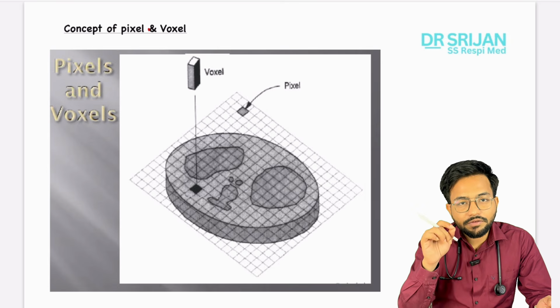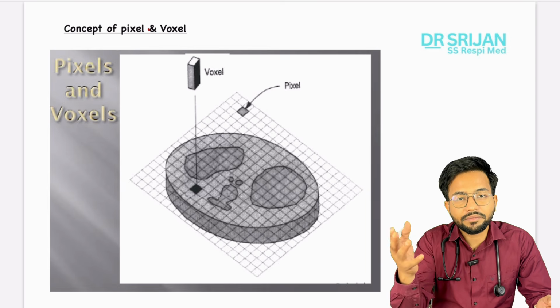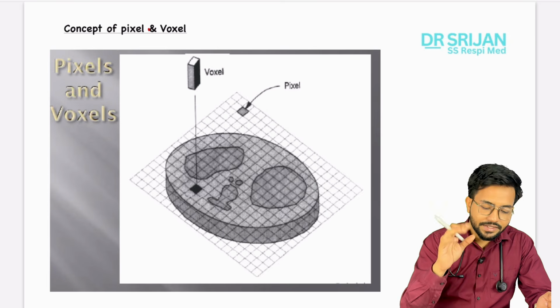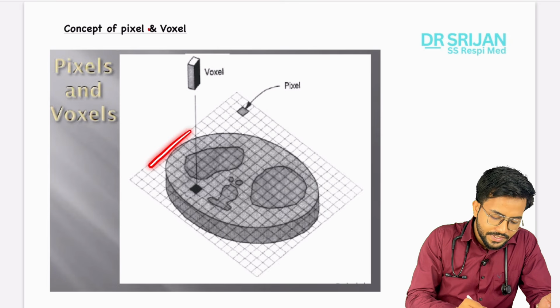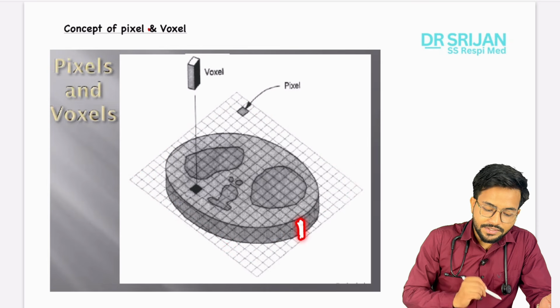The more pixels in your camera, the better the resolution or quality you get. The same concept applies in CT scan. CT scan is always taken in slices, so this is the thickness of the slice.